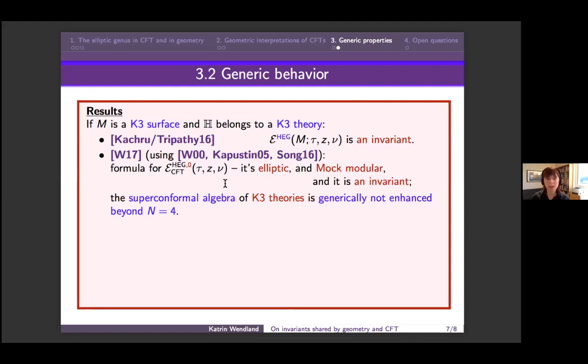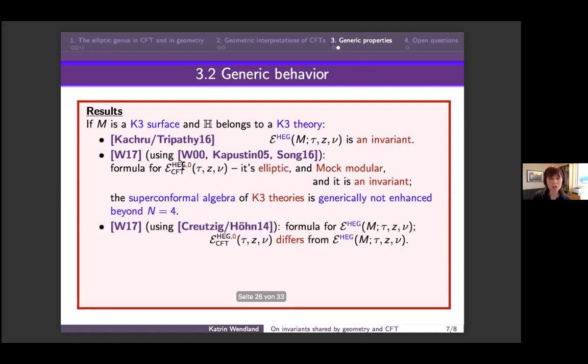So this comment here refers to something I said earlier, where I said K3 theories should be viewed as N equal four superconformal field theories because they are, but there's still the possibility that by introducing these theories, we've constructed something which generically even has higher supersymmetry than N equal four. It's not expected from string theory, and now we can prove it by looking at this new invariant here.